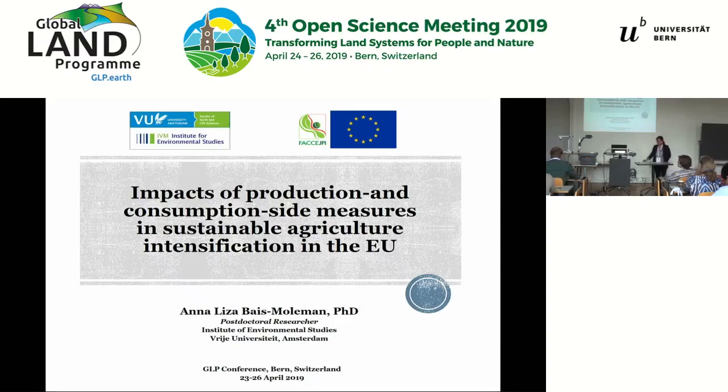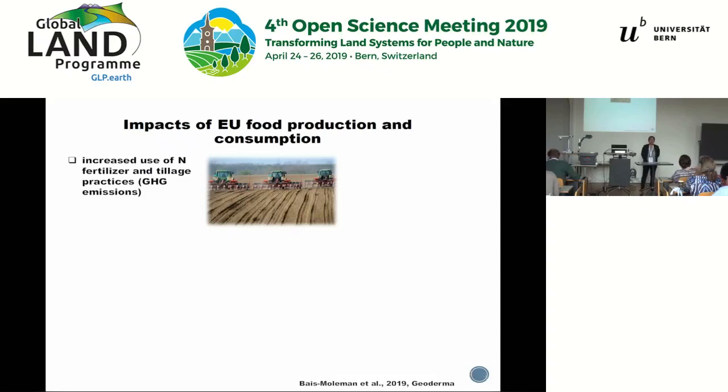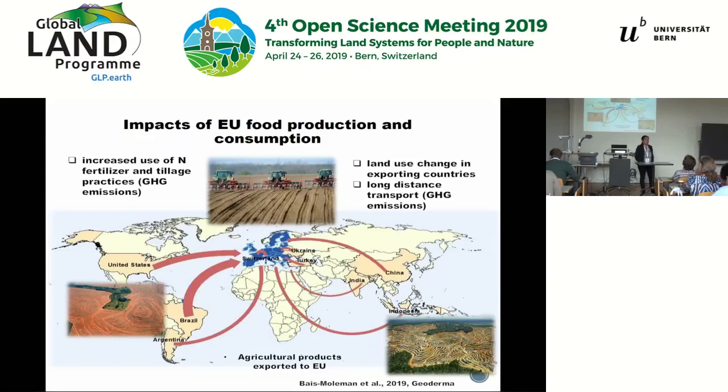As we all know, the intensive food production in Europe has resulted in increased anthropogenic greenhouse gas emissions. The EU's food consumption is also contributing to land use change and greenhouse gas emissions in exporting countries. So how could we meet the growing food demands without putting additional pressure on our environment? Sustainable intensification is frequently mentioned as a potential solution to increase crop production while minimizing environmental impacts.